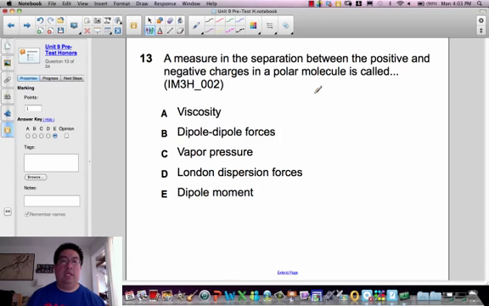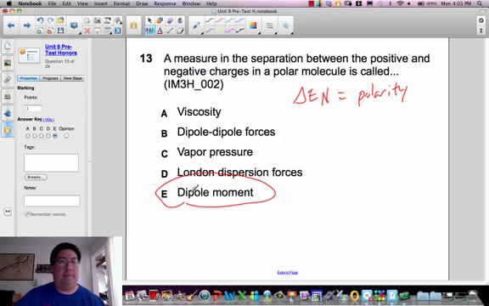Hi, and here we go. For 13, they ask you: a measure of separation between positive and negative charges in a polar molecule is called what? Basically, the idea here is that we're looking for the difference. Basically, what it's saying is we're looking for a difference in electronegativity. And so we know that this is basically polarity, and another way to say that is dipole moment.